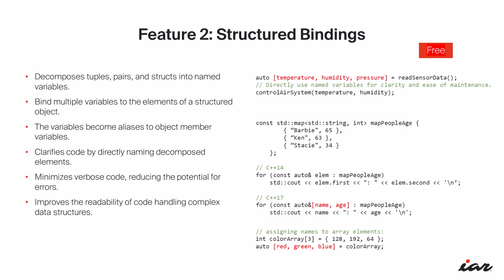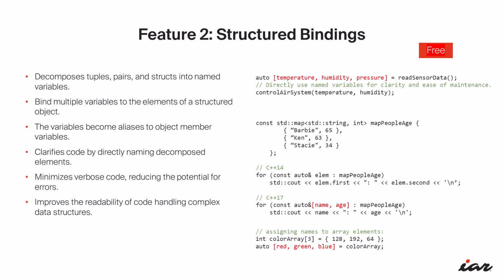And looking at the structured bindings functionality available in C++17, instead you can just name them and say this is name and this is age, and then you just use name and age instead of these first and second.